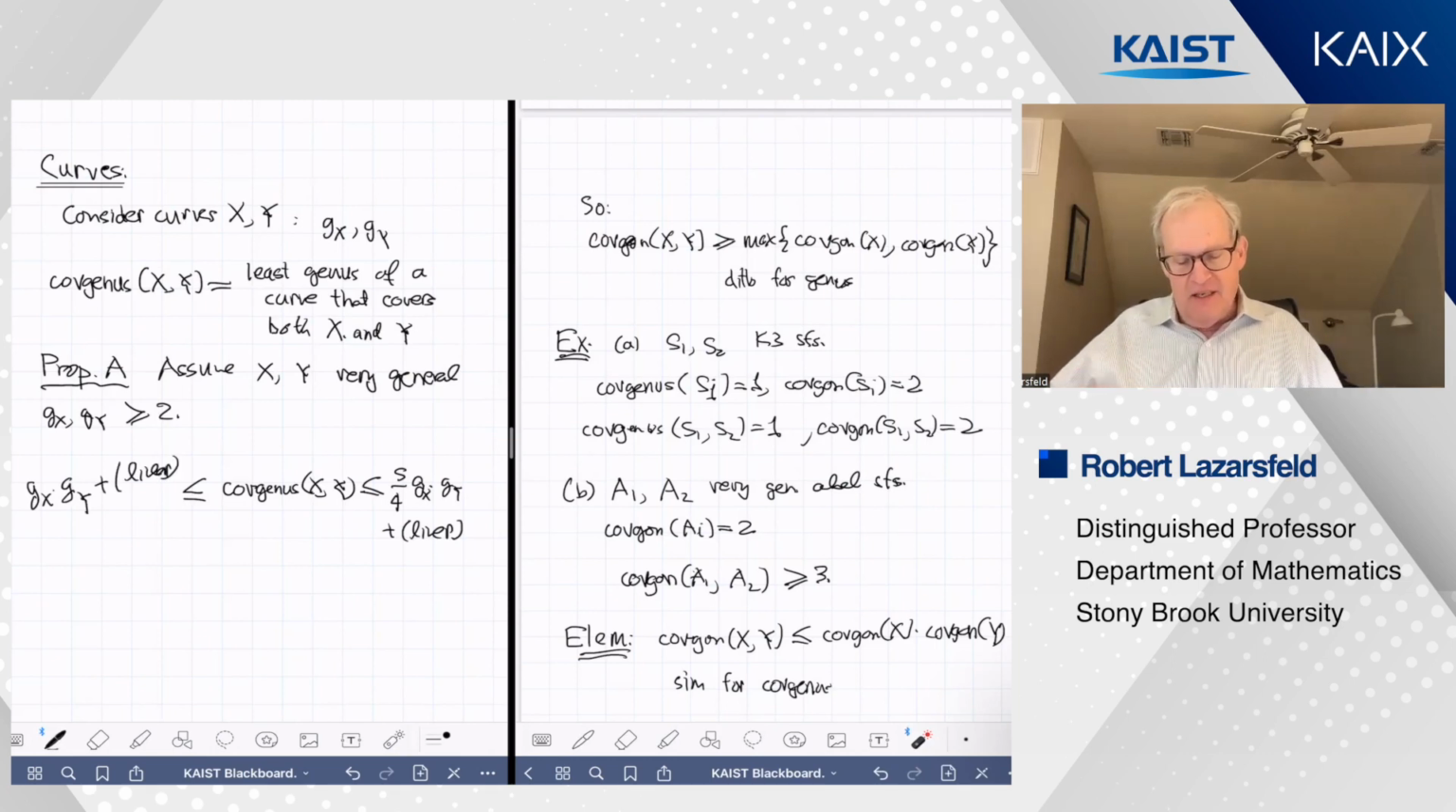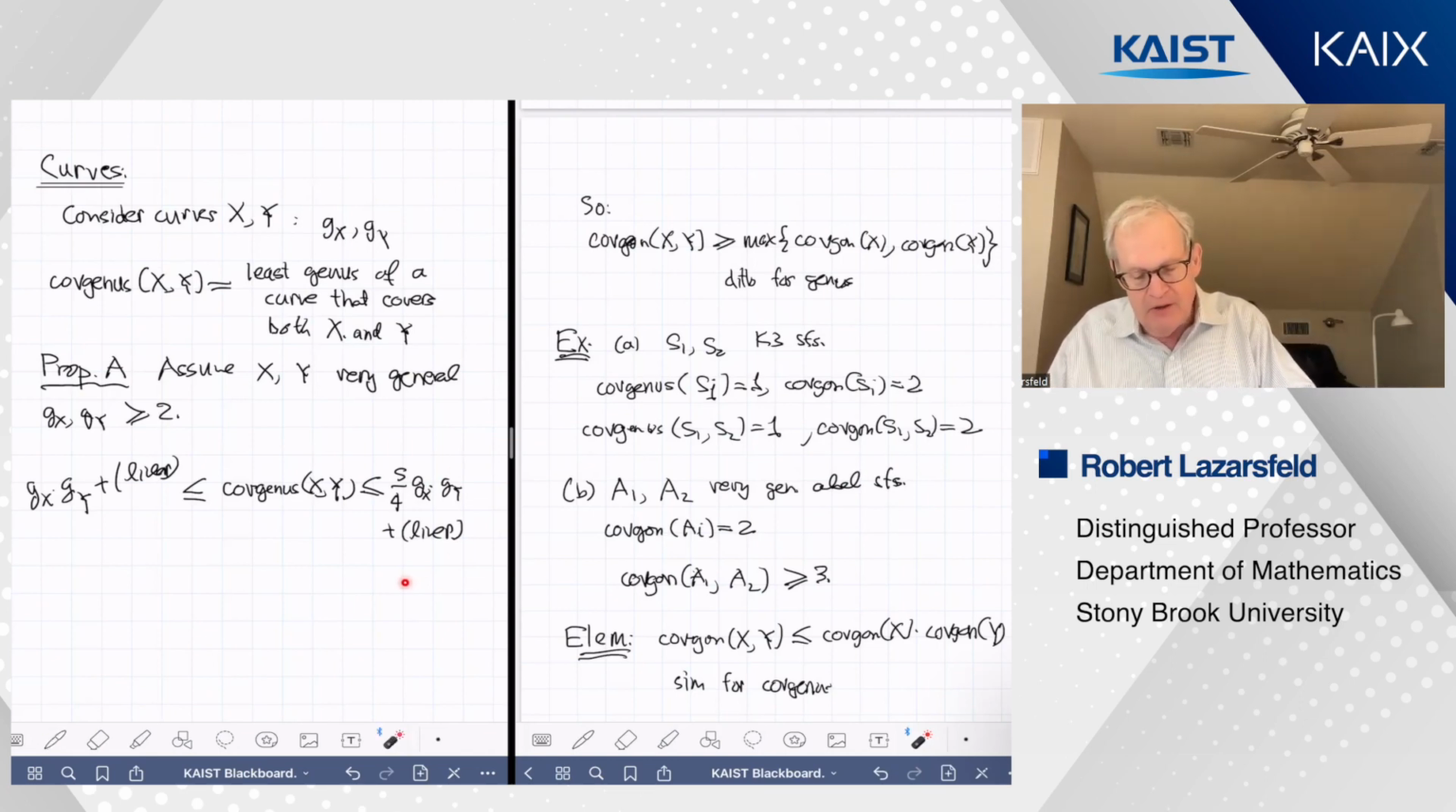So in any event, if you take two very general curves, the covering genus grows at least multiplicatively in the genus. And the lower bound you get by just taking the gonal maps. You express X and Y as branch coverings of P1 of minimal degree, and then you take a fiber product. And the lower bound you can get out of Riemann-Hurwitz. This is a little bit trickier, but it's an infinitesimal computation. But at least you get a multiplicative statement.